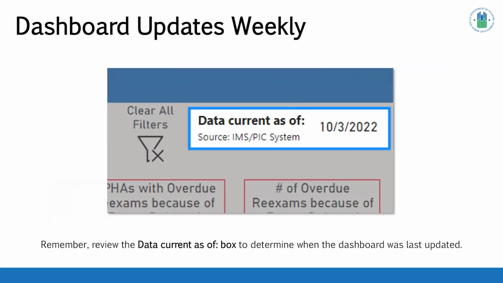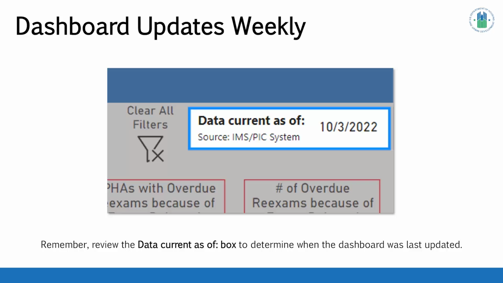The PIC Error Dashboard updates on a weekly basis, and the Data Current As Of box in the upper right-hand corner will show you when it was last updated. Most corrected errors should fall off the dashboard at the weekly update. However, you may find that some corrected errors may still appear on the dashboard after the weekly update. If you have corrected the error in PIC, but it is not removed from the dashboard, you may need to submit a request to HUD to remove the error.